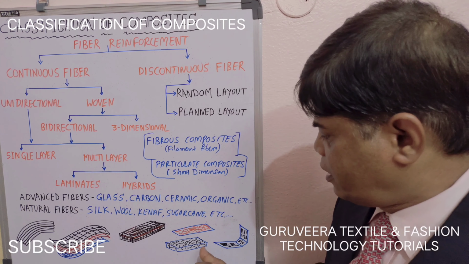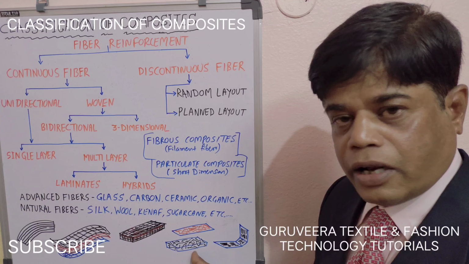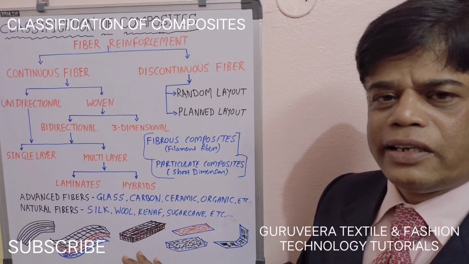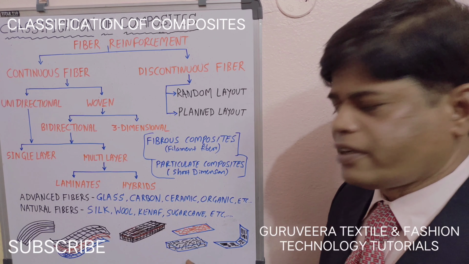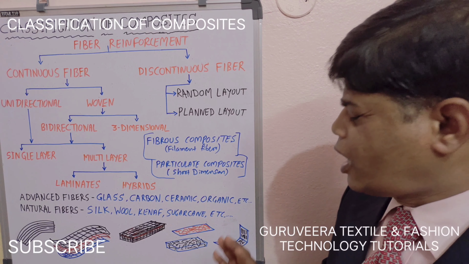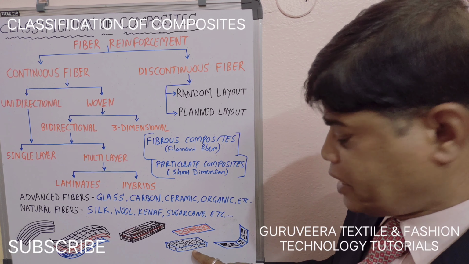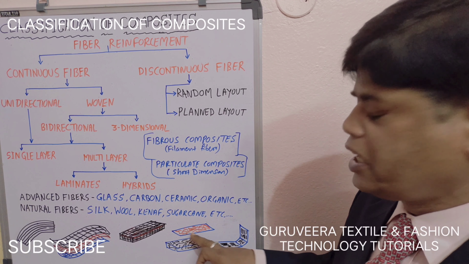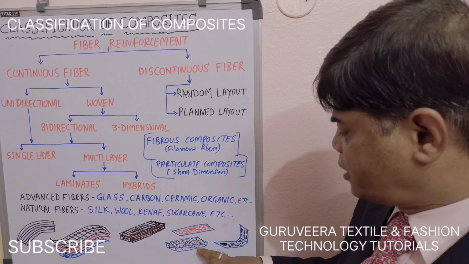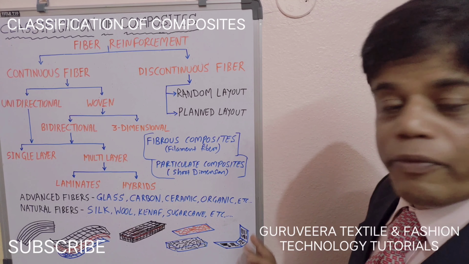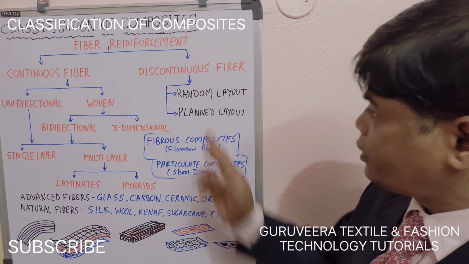See, this is a three-dimensional composite material. Just for your examples, don't think that this is a product. These figures are drawn only to assume how the product is. This is a three-dimensional composite. This single layer is 2D, and this is 3D. This is a folded composite.